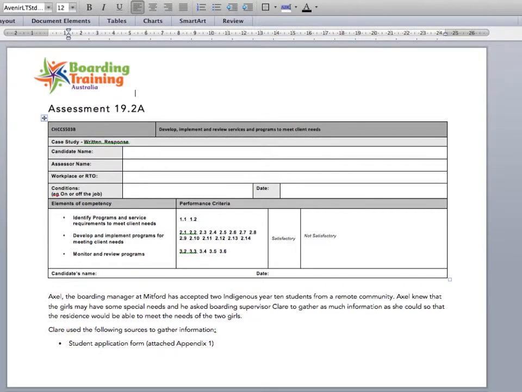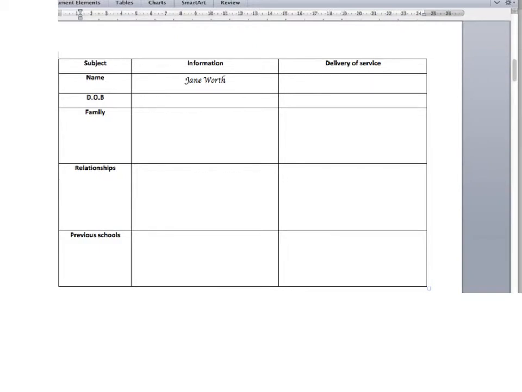So 19.2 has quite a few parts, and the first part of this is to view the information about the two students and then work out a delivery of service. So you can see in this slide here that for Jane Worth, you would put down information about her from the data that you have in your book, and then you would work out a delivery of service for that.